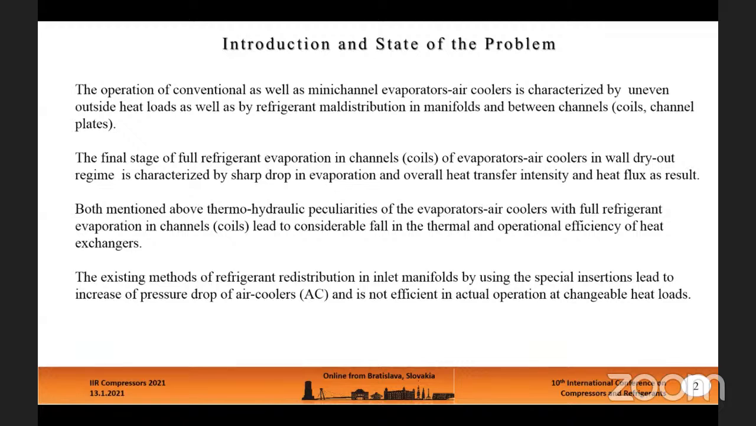The existing methods of refrigerant redistribution in inlet manifolds by using special inserts lead to an increase of pressure drop of air coolers and are not efficient in actual operation with changeable heat loads.